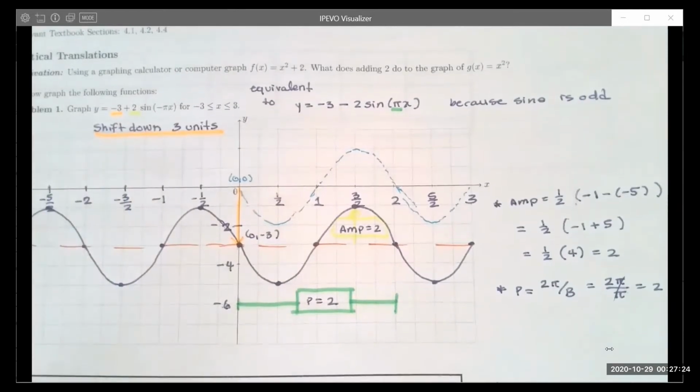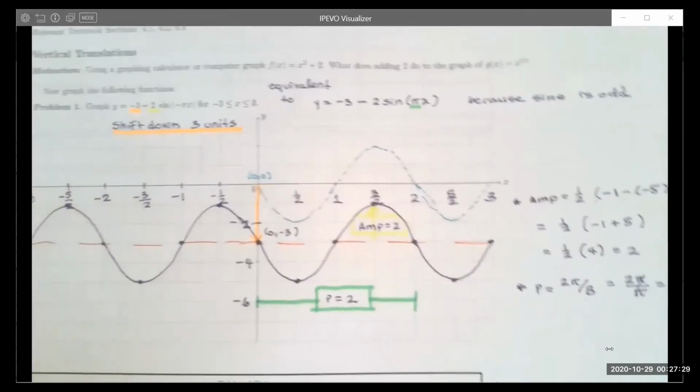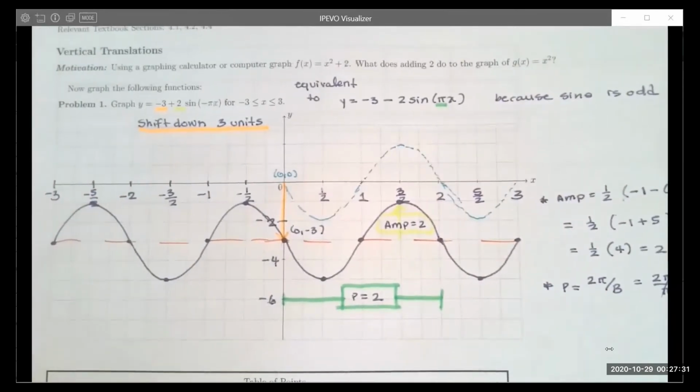Okay. So any questions about the graph? And okay.